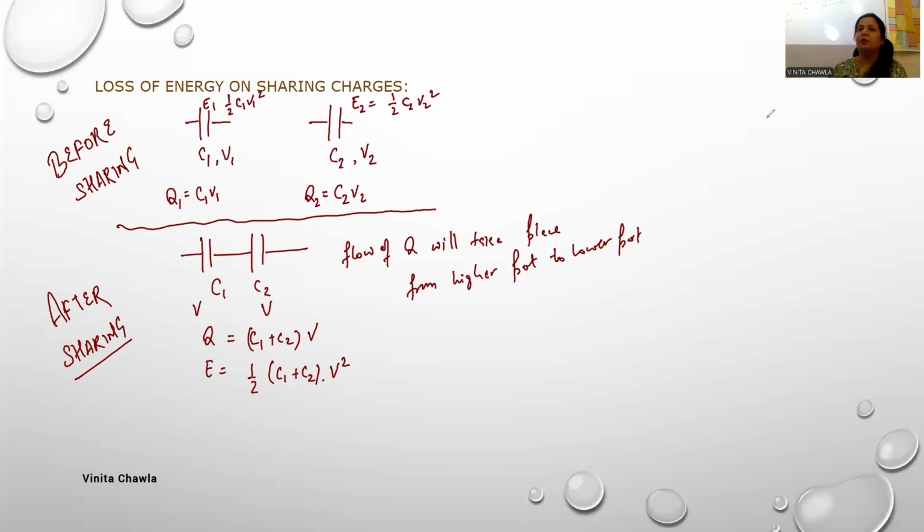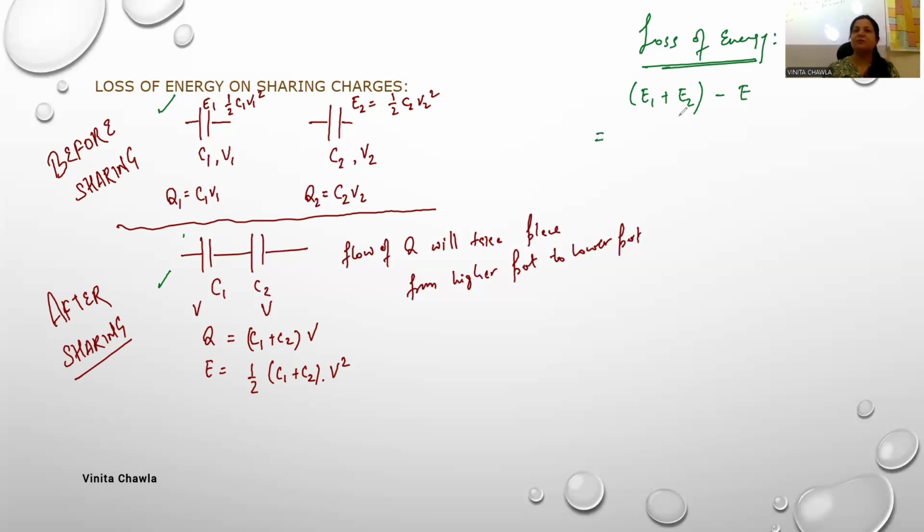Now we will find loss of energy on sharing charges. Some energy is lost. So how do we find loss of energy? Loss of energy means which energy is greater? Initially, the energy we had or final energy? Which is greater? Initially, energy was greater, right? So if you have to find loss of energy, what should I write? Initial minus final. So initial energy is E1 plus E2, and final energy is E. Greater minus smaller करेंगे.